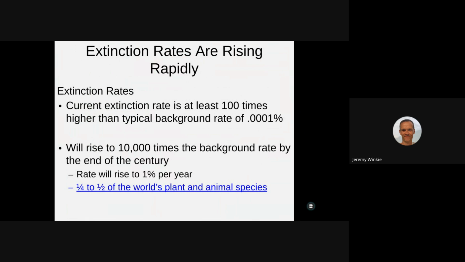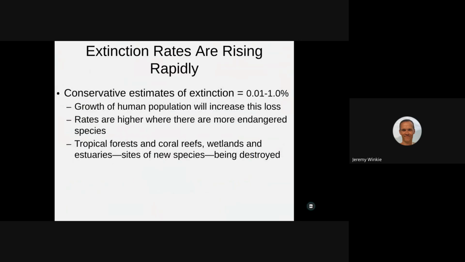And here's a little bit more data on that. If you look at the bottom in the blue, the estimate right now is that a quarter to a half of the world's plant and animal species could become extinct if we don't take action. The most vulnerable ones are going to be tropical rainforests, coral reefs, wetlands, and estuaries. An estuary is a place where saltwater and freshwater meet together.